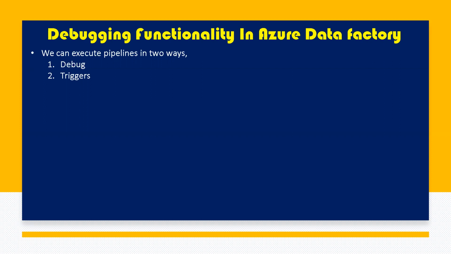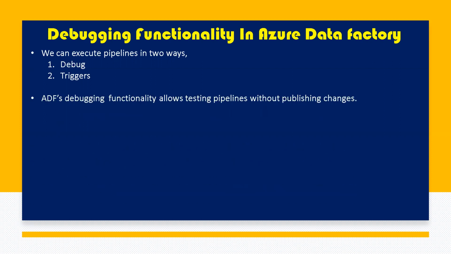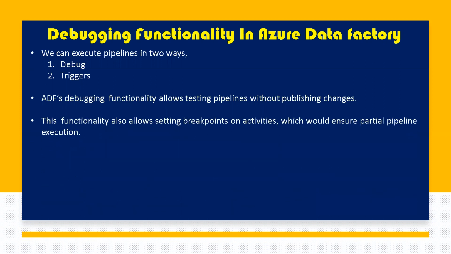We will have a separate session for the trigger. We have three types of trigger features, so we will have a separate detailed session. The ADF debugging functionality allows testing pipelines without publishing changes. Here the save concept is called publishing. This functionality also allows setting breakpoints on activities, which ensures partial pipeline execution.